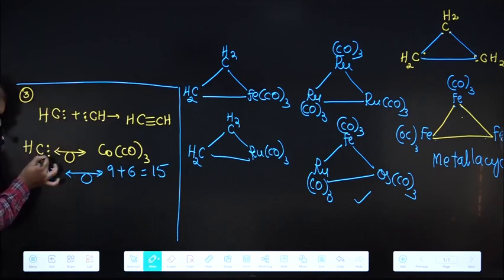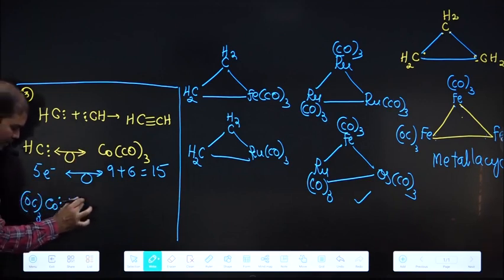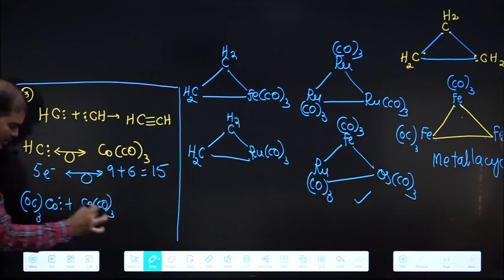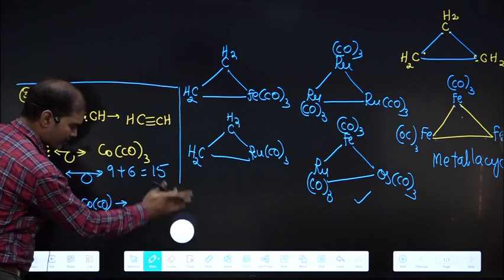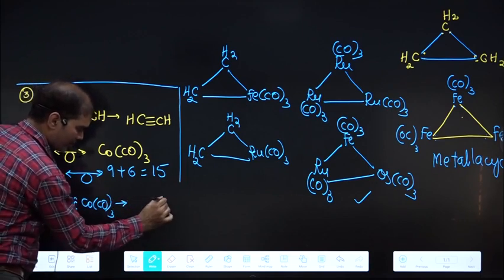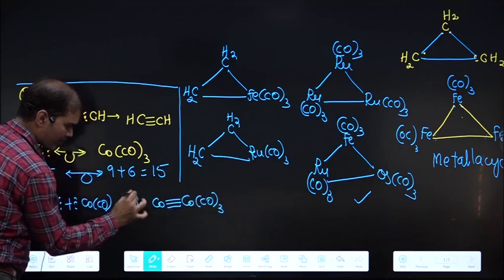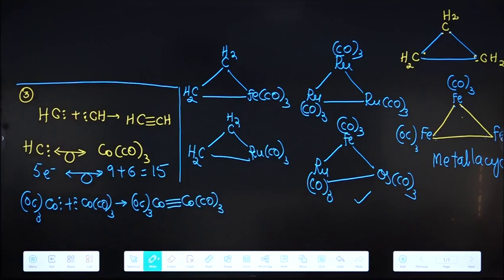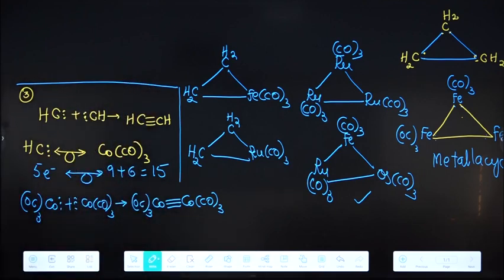In the place of CH, can I take Co(CO)3? If I take a Co(CO)3 and combine with another Co(CO)3, what should be my product? The product has to be (CO)3Co triple bond Co(CO)3. That should be my product according to Hoffmann isolobal analogy. Okay? Are you taking it down simultaneously? It is just a simple analogy.